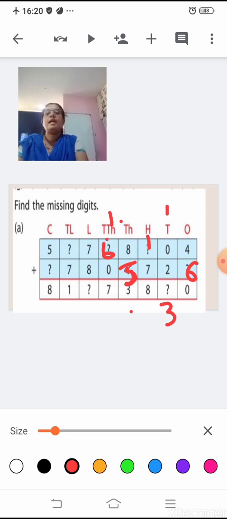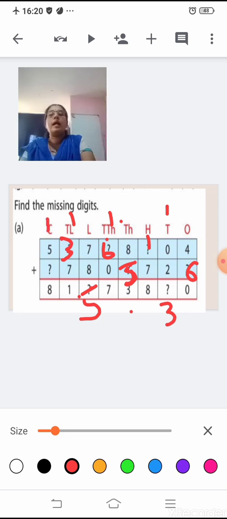Now in the lakhs place, 7 plus 8, you just have to add it, where you get the number 15. So 5 I will write here, and 1 will be carried to the 10 lakh place. Now in the 10 lakh place, 1 is smaller than 7. So 7 plus 1 is 8. So if I write 3 here in the first place, I'll get the number 11, where 1 is carried over here and 1 will be carried to the crore column.